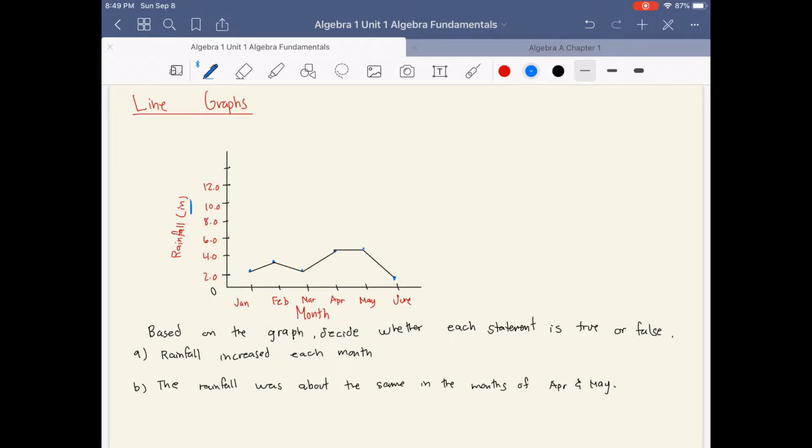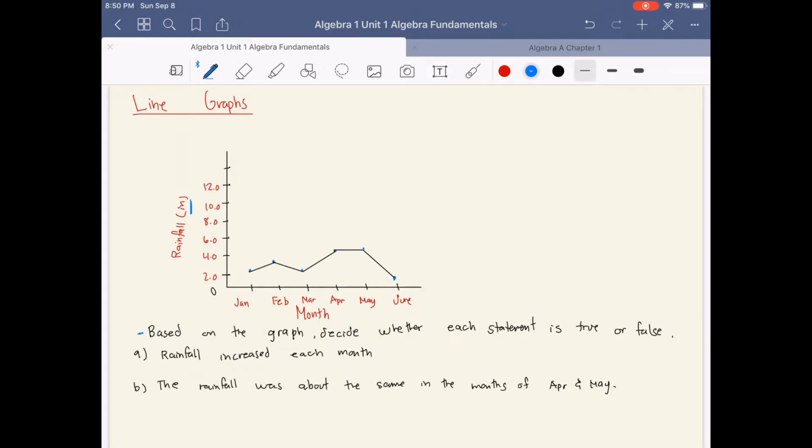Now, let's read the instructions. Based on the graph, decide whether each statement is true or false. So all you're saying is true or false. You don't have to give an explanation if it's false or if it's true. So don't think about it too hard.